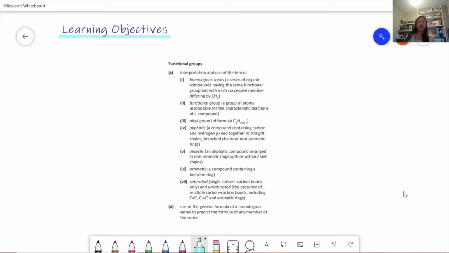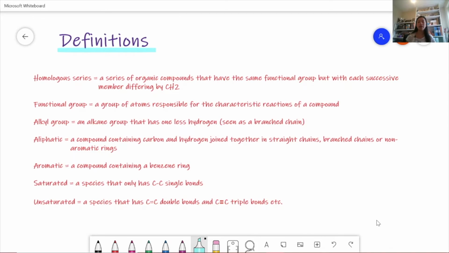Today we're going to be looking at functional groups. So we're going to interpret and use the terms homologous series, functional group, alkyl group, aliphatic, alicyclic, aromatic and saturated, and we're also going to use the general formula of a homologous series to predict the formula of any member of the series. So we're going to quickly run through some definitions.